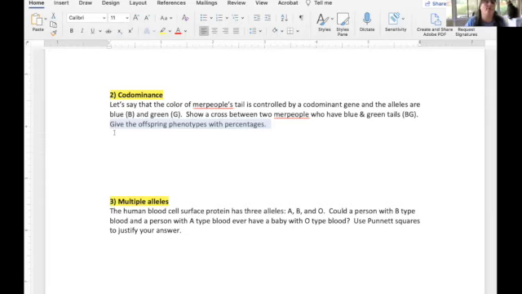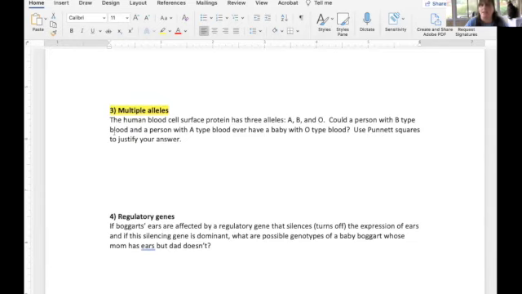Since you have 4 squares in your Punnett square, it will always be either 0%, 25, 50, 75, or 100. Those are your only percentages possible. 0% means it's not in any of the squares. 100% means it fills all the squares. And then the others would just be 25, 50, 75, and then 100, of course, is all. Multiple alleles, this is the blood typing.